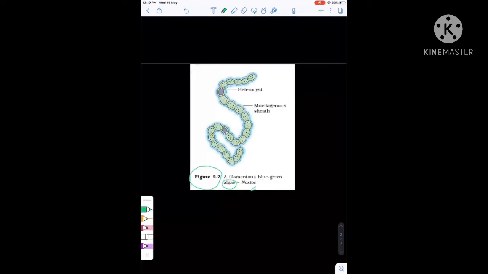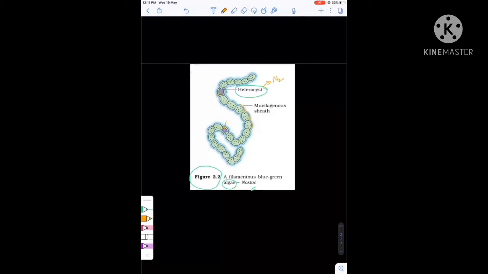The second point about the diagram is that this is the heterocyst. The heterocyst is important. This structure is known as heterocyst. This structure and this structure, these two are the heterocysts. These are the nitrogen fixing organs in the blue-green algae. This is another important point. Another one is the mucilaginous sheath. Due to this mucilaginous sheath, the blue-green algae appear slimy and make colonies.